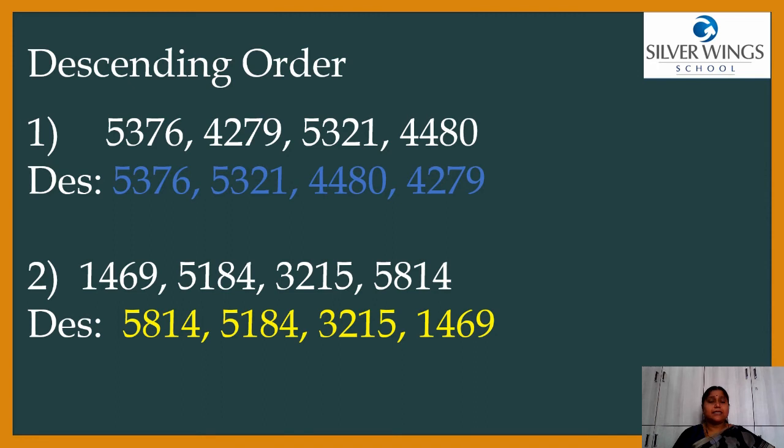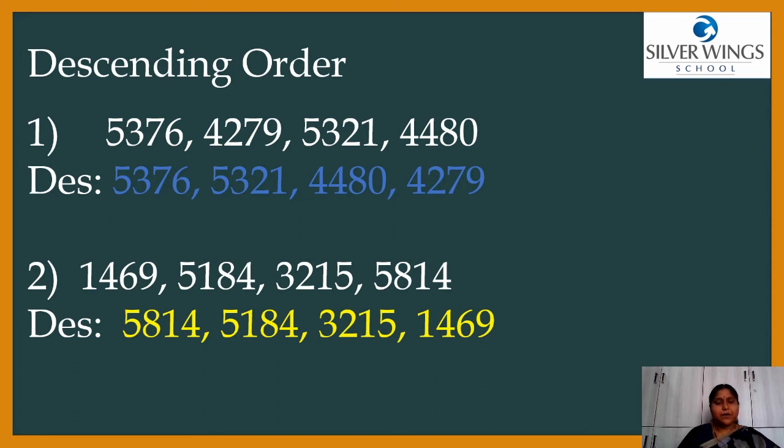Next, descending order. Descending order means biggest number to smallest number. Arrangement of numbers from biggest to smallest is called descending order. Here we are using the strategy of coming down the steps, up to down. Okay, that is called descending order. Here are some examples. Check them carefully.